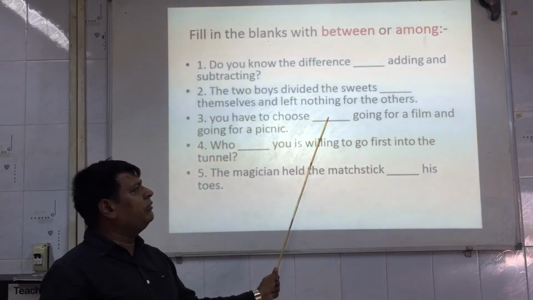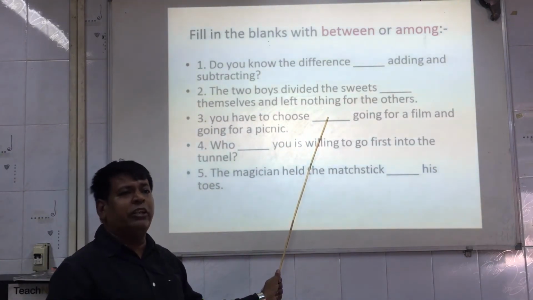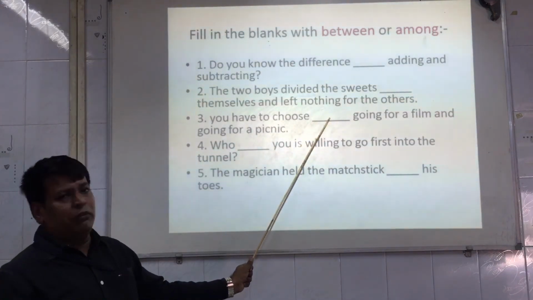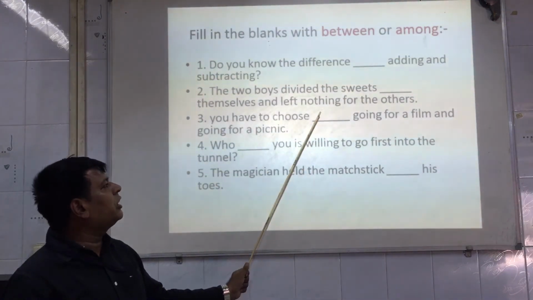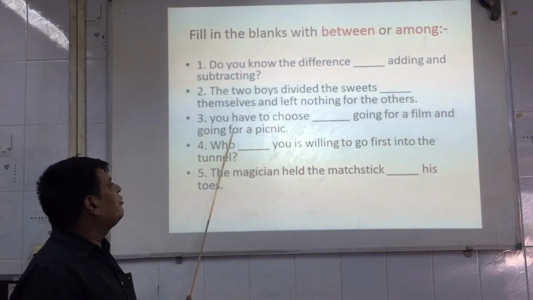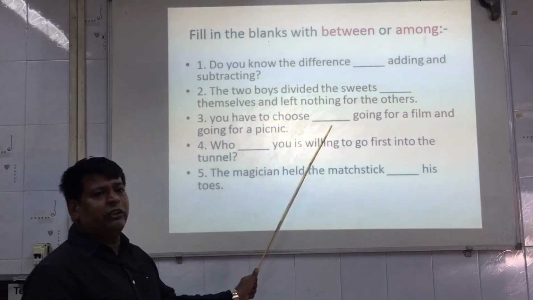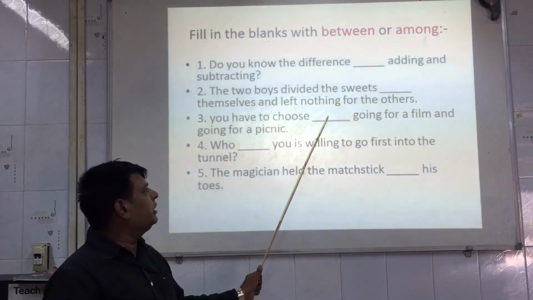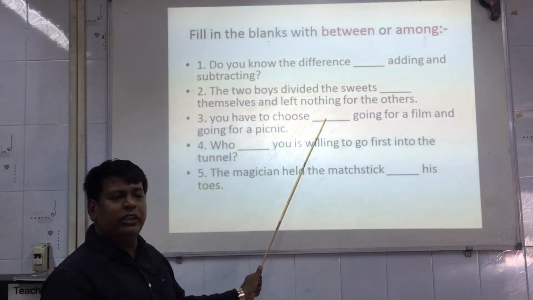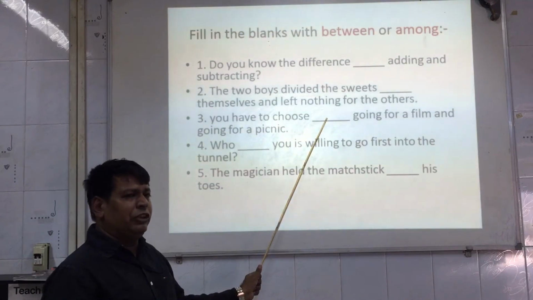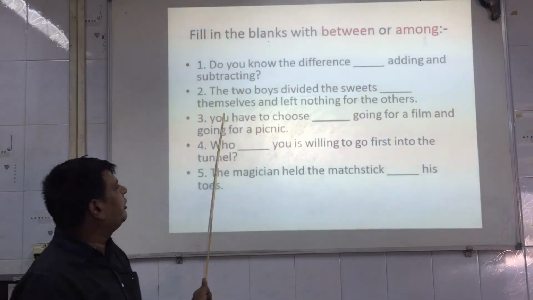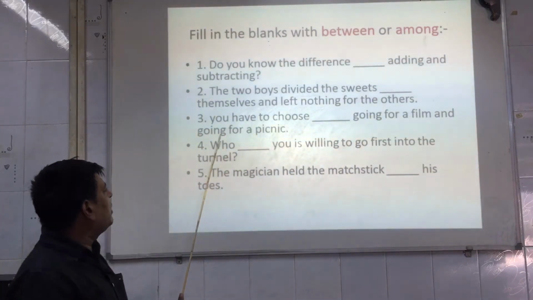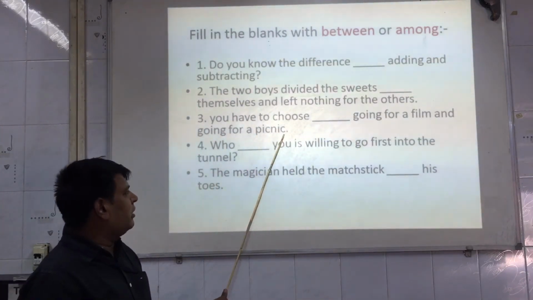Now again here we will use the preposition between. Why? Because we are talking about two places, that is a film and a picnic. So when we talk about two places or two people or two things, we use the preposition between here. So your between will come. You have to choose between going for a film and going for a picnic.